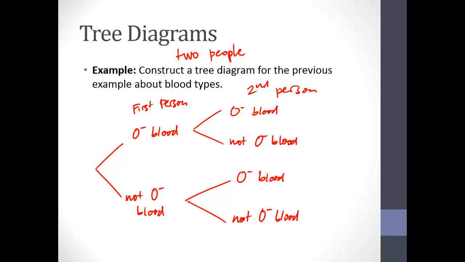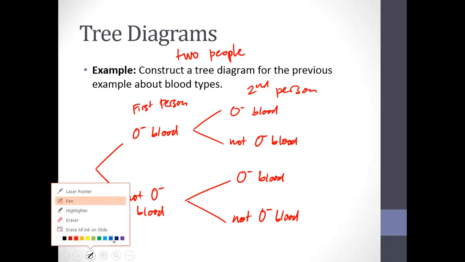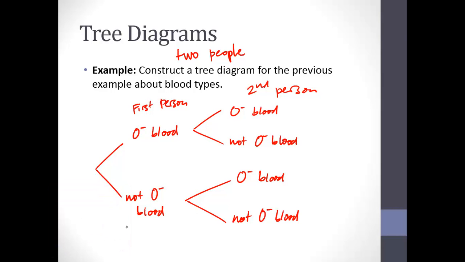And then we can fill in what our probabilities are here. Let me get a different color. So again, the probability that the first person has O negative blood from the example was 0.39, and the probability that they don't have O negative blood is 1 minus 0.39, or 0.61. So let's put probabilities in blue.